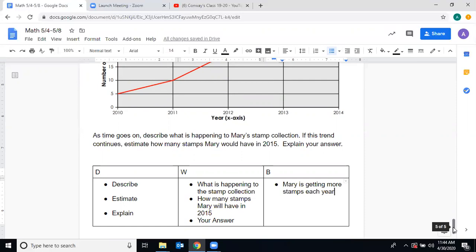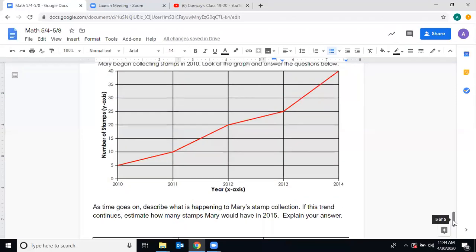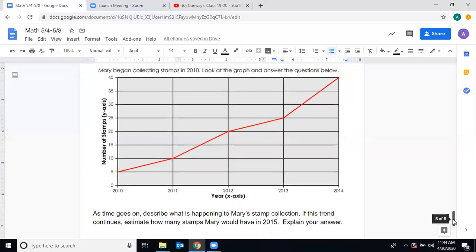Now it wants us to estimate how many stamps Mary will have in 2015. Estimate means that we're taking our best guess because there is no 2015 on this graph. So what would your estimation be based on how this line is going?